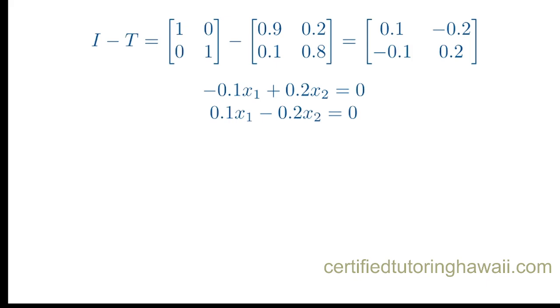So we have one equation, 0.1 times x1 equals 0.2 times x2, which simplifies to x1 equals 2x2. The steady state is when the population of City A is double that of City B. Because the state vector must sum to 1, this means 1/3 of the population is in City B and 2/3 is in City A. So far, we focused on moving forward in time.